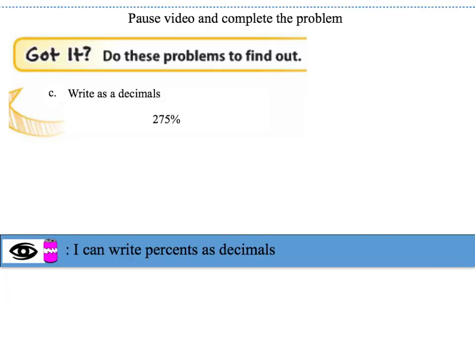So pause the video and complete the guided problem, and we will discuss the answer in class tomorrow. Please be sure you show some type of diagram, either a tape diagram or a 10 by 10 grid, to show what 275% looks like.